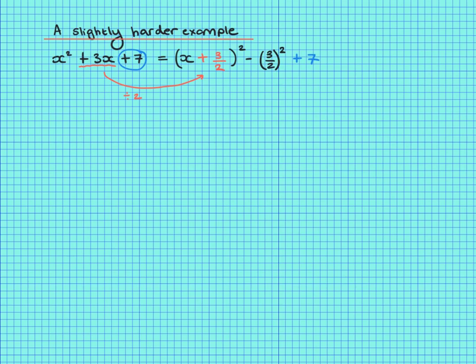So let's simplify this. So this gives us x plus 3 over 2 all squared plus 19 over 4. Now you can work that out with a calculator, or if you work it out without a calculator, you're doing the calculation 7 subtract 9 over 4, which is 28 over 4, subtract 9 over 4, and then from there you can clearly see the answer is 19 over 4.